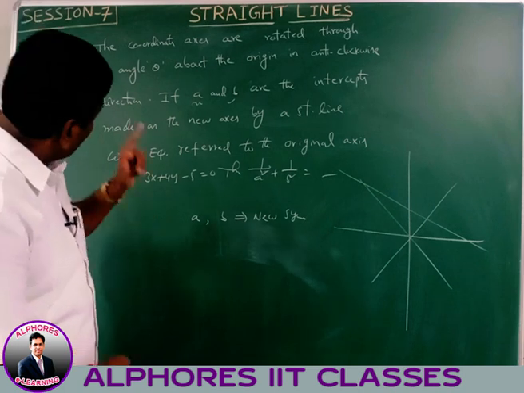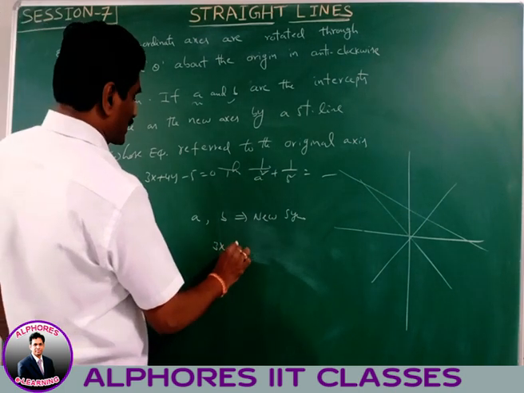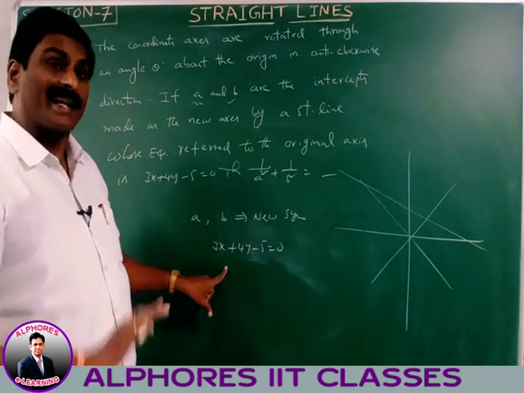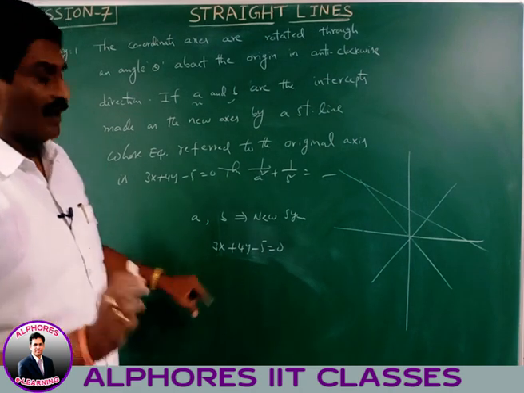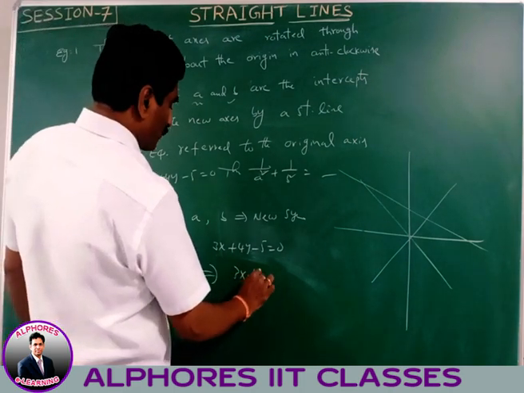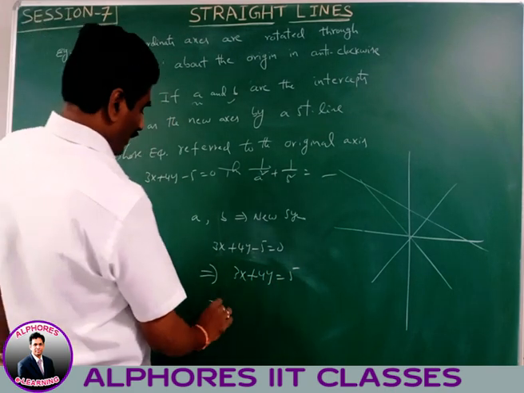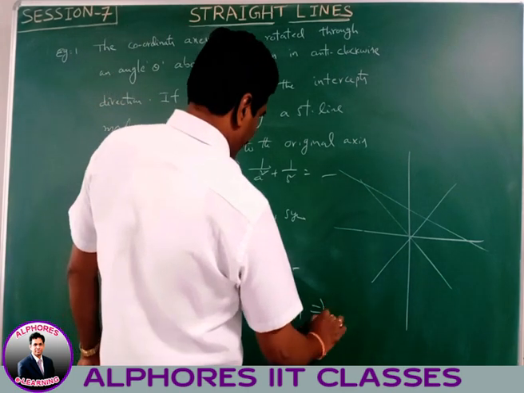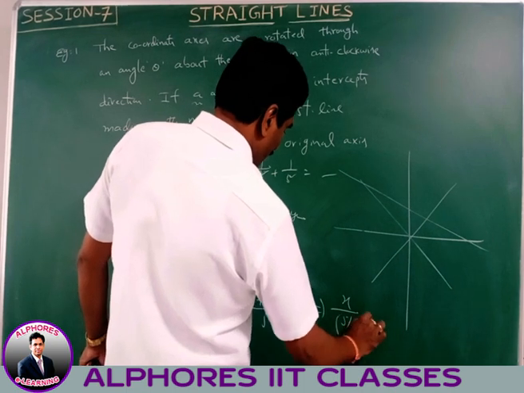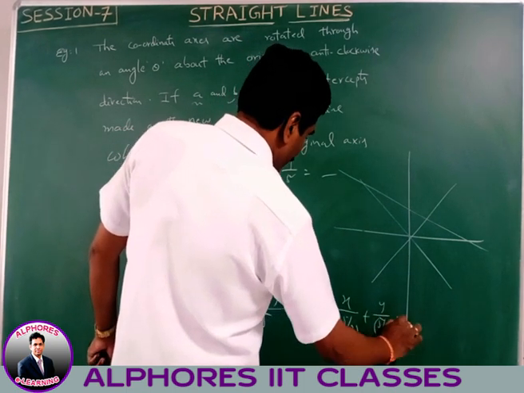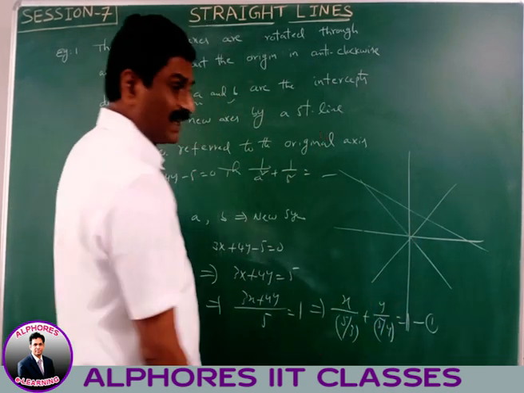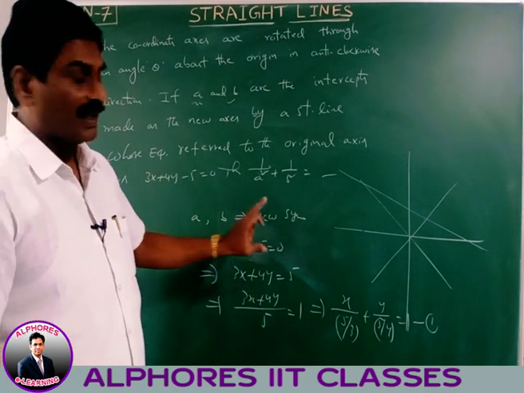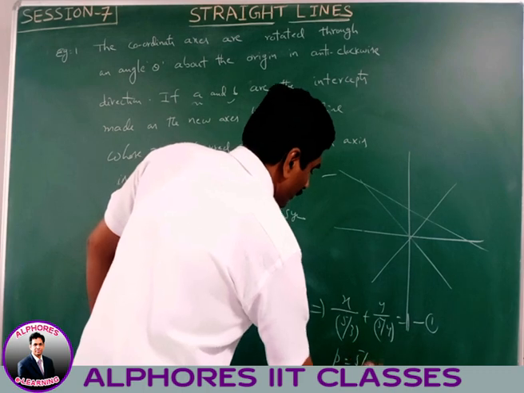In the original system, what is the equation of the line? 3x plus 4y minus 5 is equal to 0. That means we reduce this equation into intercept form, then we find the x and y intercepts. So reduce this into intercept form. 3x plus 4y is equal to 5. Dividing on both sides by 5, (3x plus 4y) by 5 is equal to 1. After splitting, it can be reduced into x by (5 by 3) plus y by (5 by 4) is equal to 1. It is in the original coordinate system. In this case, the x and y intercepts are 5 by 3, 5 by 4. Here this can be taken as p is equal to 5 by 3, q is equal to 5 by 4.